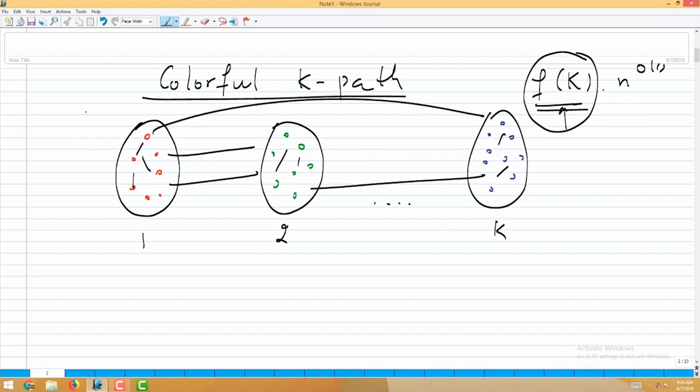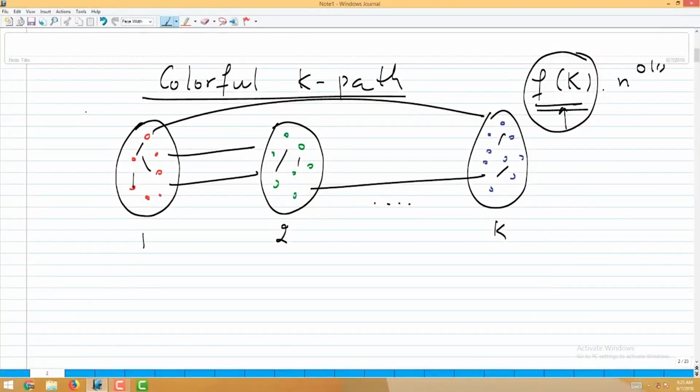So basically, look at all possible permutations of these colors. For these 3 colors, the permutations will be red, green, blue; red, blue, green; green, red, blue; green, blue, red, and so on. So there are 3 factorial. If there are 3 colors, there are 3 factorial possible orderings of these colors. Okay, so you just guess. If there was a colorful k path, the colorful k path will visit these colors in some particular ordering. You just guess that ordering. When I say guess that ordering, I mean you try to find a colorful path for every such ordering.